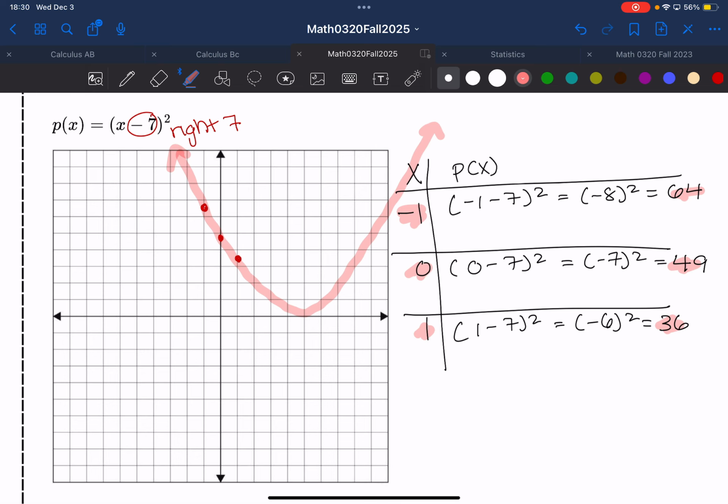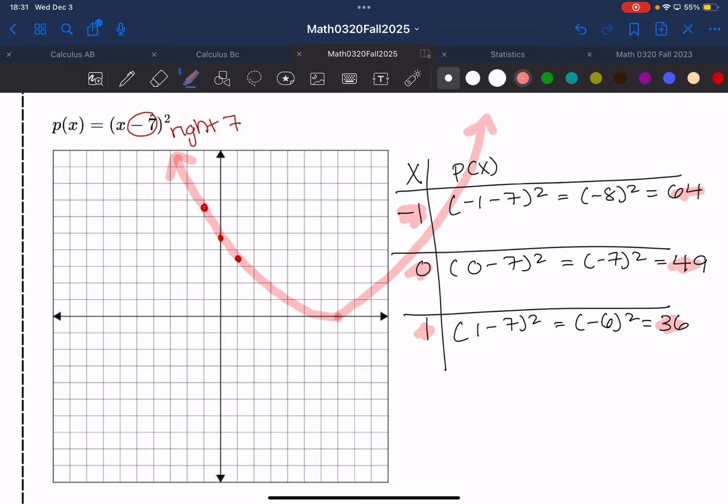Did I even draw that? Let's see, 1, 2, 3, 4, 5, 6, 7. Technically, it should hit right here. I'm going to redo that. 1, 2, 3, 4, 5, 6, 7. Yeah, technically, it's going to look something like that. So it should have moved right 7. If you made yours a little skinnier or wider, that's not important at the moment, just that it moved right 7.